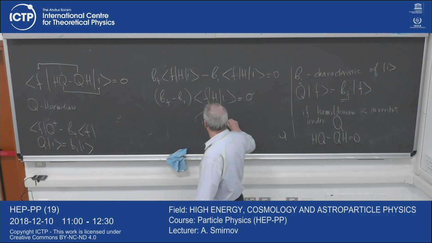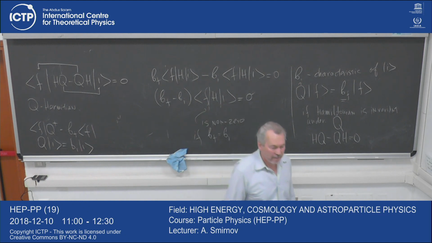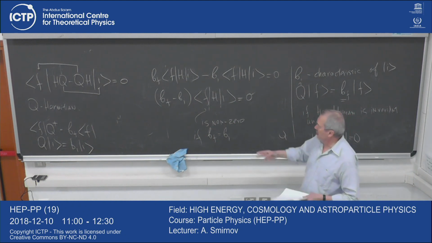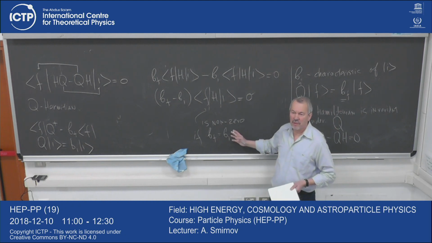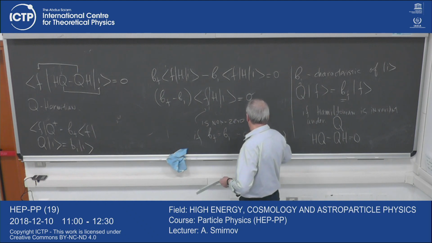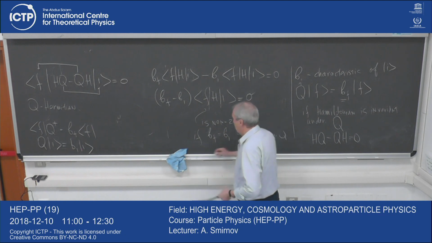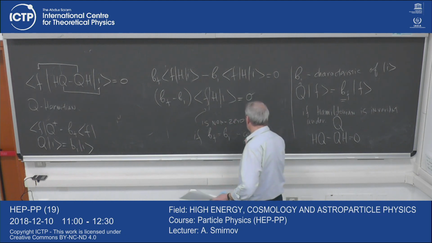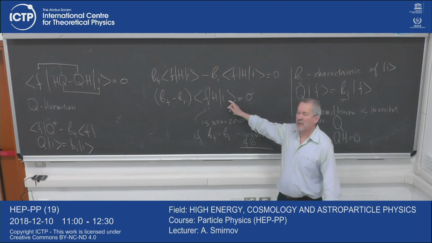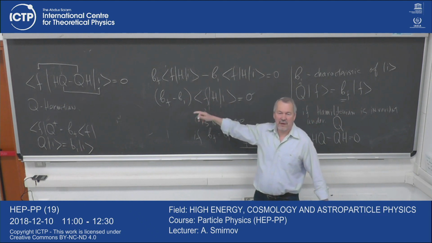And from here I find that this matrix element is non-zero only if BF equals BI. So which means that I can talk about conservation of quantum number B. This is conservation of B. So that quantum number B in the initial state should be equal to the quantum number in the final state, or vice versa.